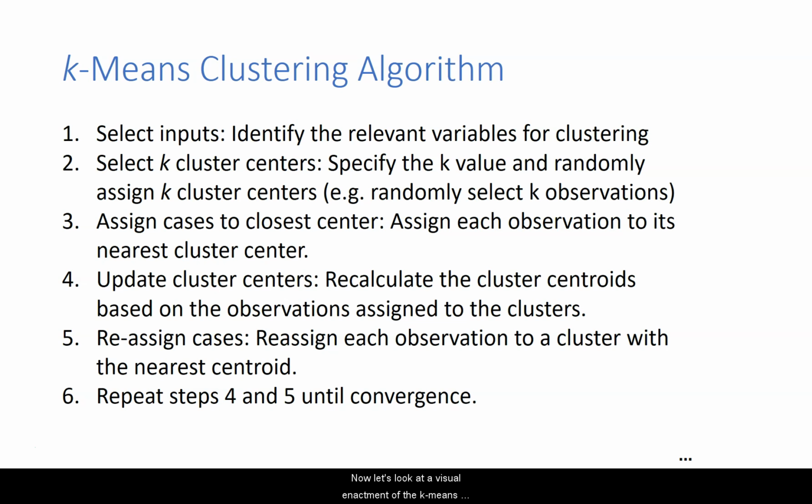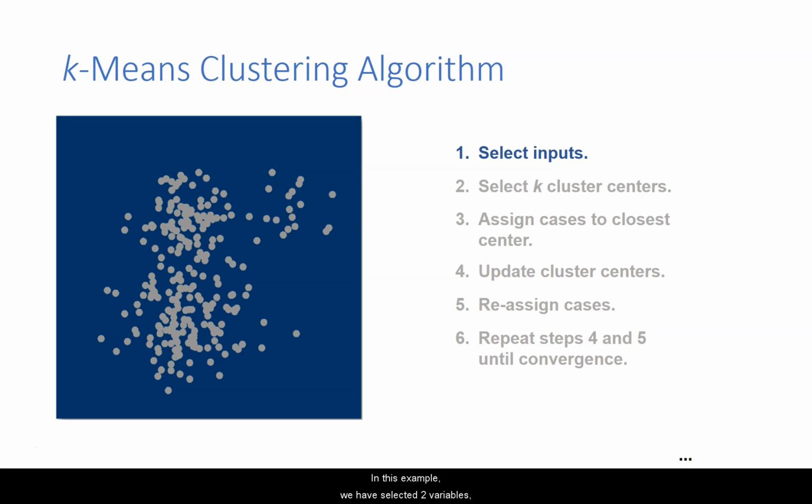Now let's take a look at a visual enactment of the k-means clustering process. In this example, we have selected 2 variables, x1 and x2, and they can be any numeric variables that are relevant to the business objective. By plotting the observations along the 2 axes, we have the visual representation of the observations in the slide.